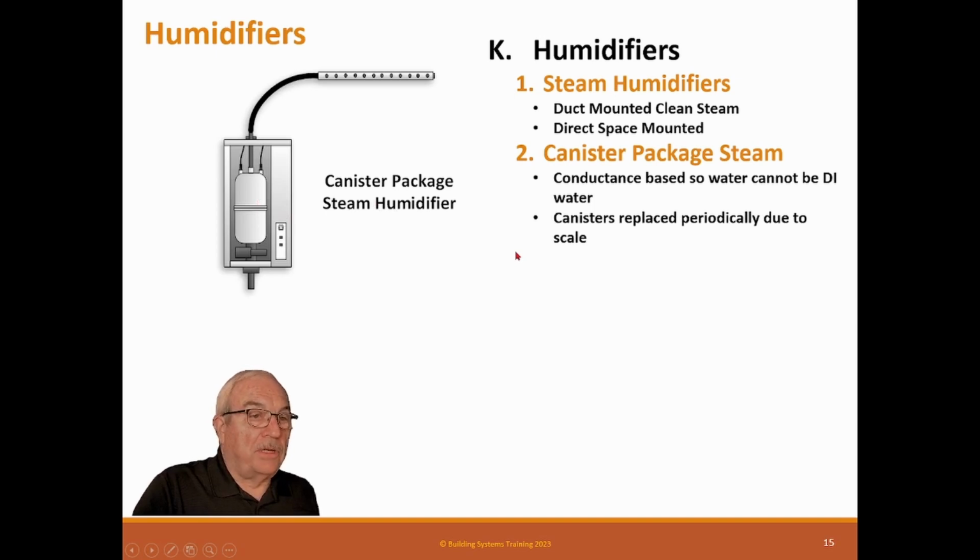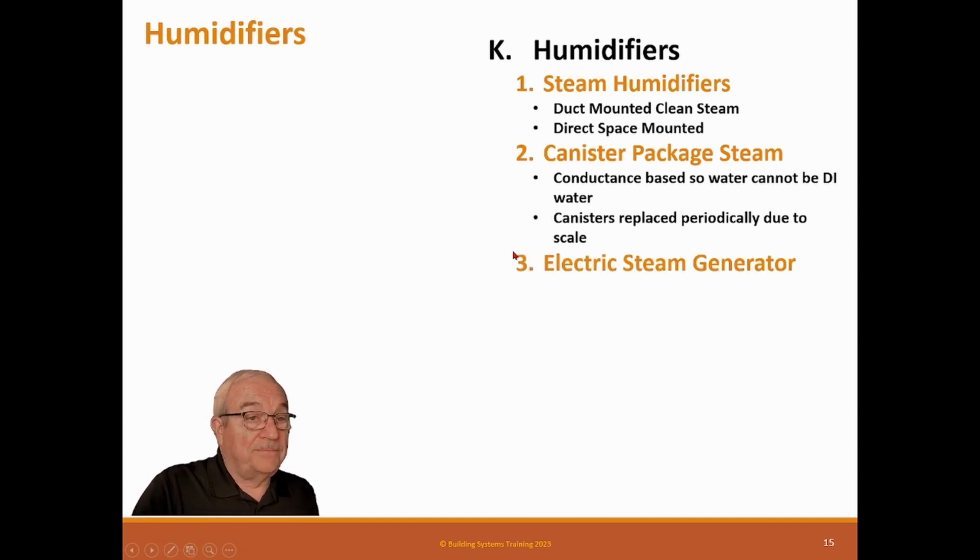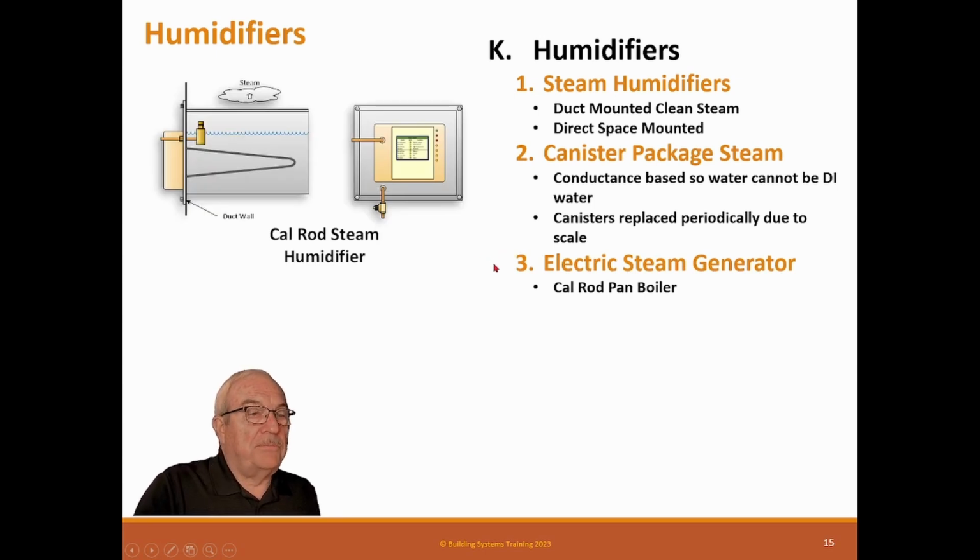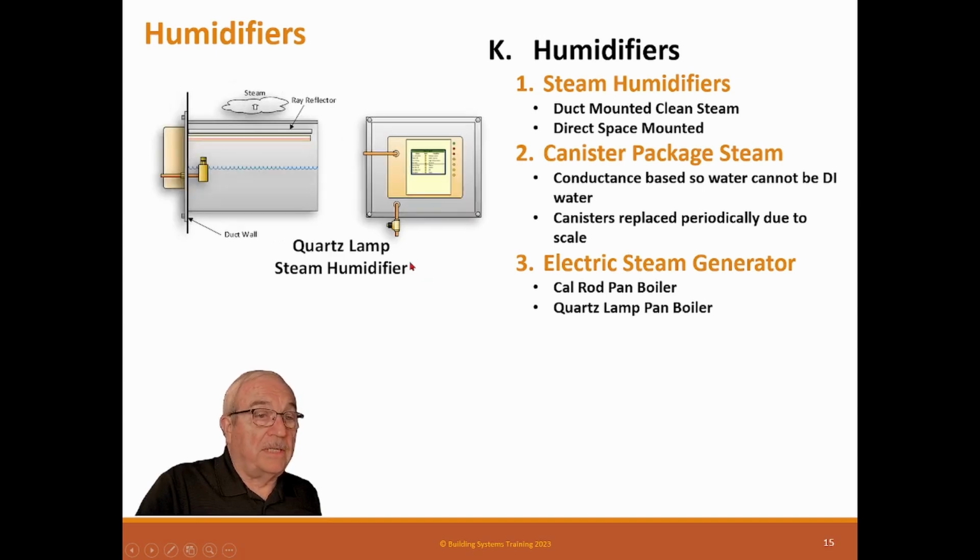Canisters are replaced periodically due to scale, and if you put cleaner water in them, you have less scale. Electric steam generators, calrod pan heater. What happens is this has a calrod in it, has a pan with a float valve, and it keeps the water level right here. And this calrod gets hot and turns the water to steam, and steam goes out here. These are duct mounted, so the top is open. Now, these work fine, and they're found a lot of times in computer room units and things like that.